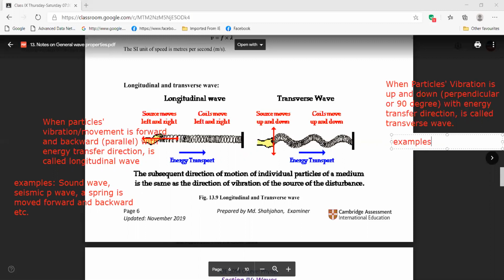Then transverse wave examples: a spring is moved up and down. Memorize them. Water waves, then light, light wave, all electromagnetic waves.